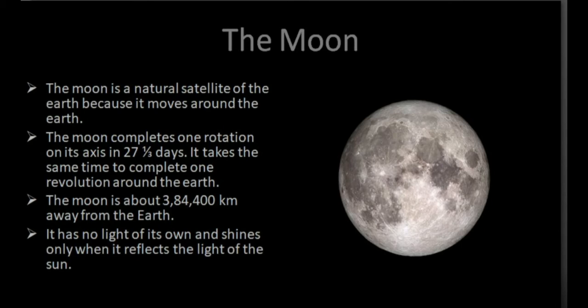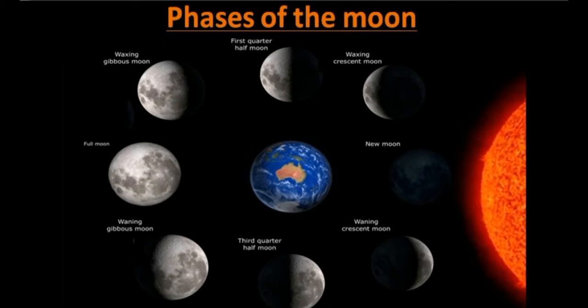And the moon is about 3,84,400 kilometers away from the earth, and it doesn't have its own light, but it shines only when the sun's light gets on it, so it reflects the light of the sun. From earth we see only those parts of the moon that get light from the sun. Due to changes in the position of the earth, the moon appears to change its shape, and these shapes are called phases of the moon.